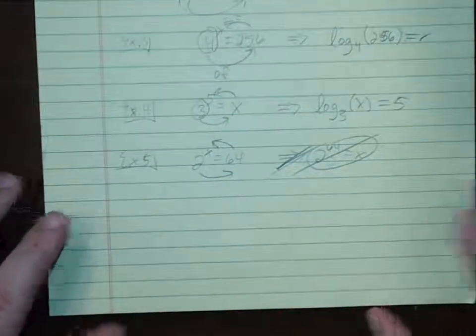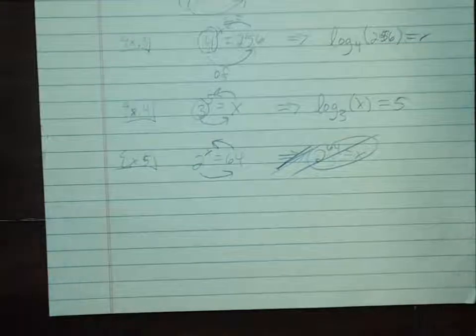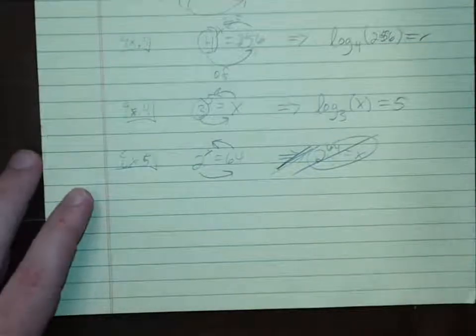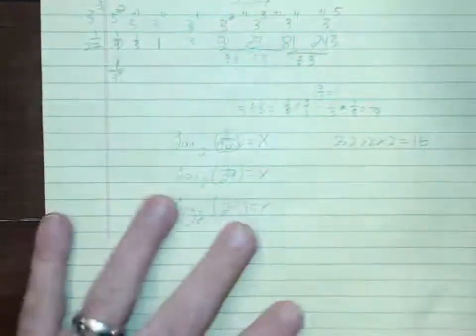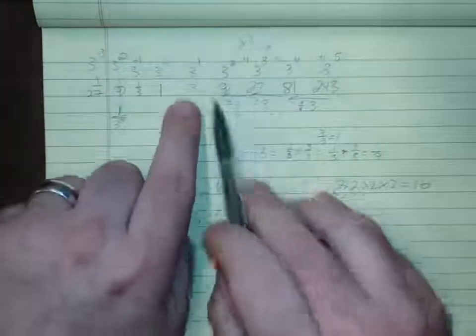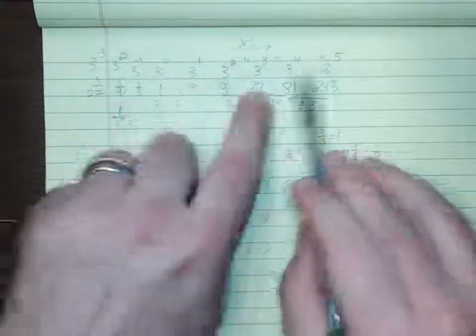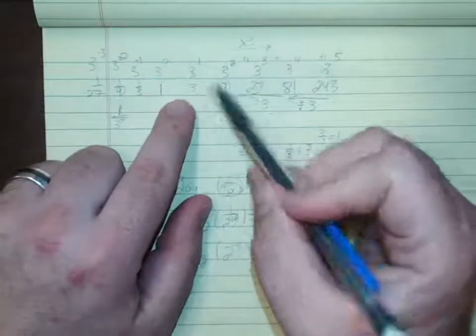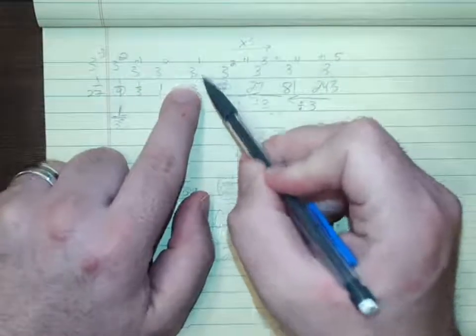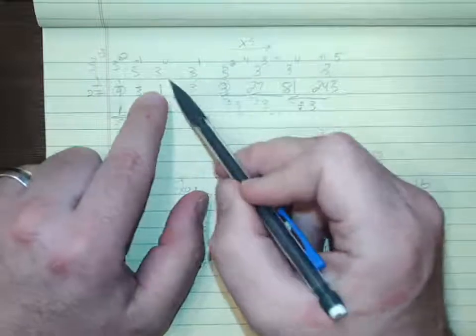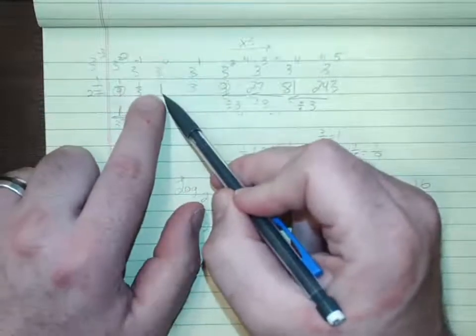I don't find that to be the case as much with logs. People are usually good at dropping the log. It's remembering to write it that is a problem. The other thing I wanted to point out, and I want to go back to my example here, is when you look at the powers that we wrote out here, you'll notice that 3 to the first power gave us the number 3. 3 to the 0 power gave us the number 1.